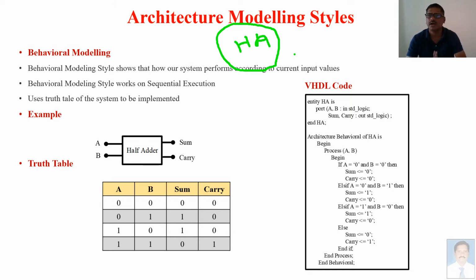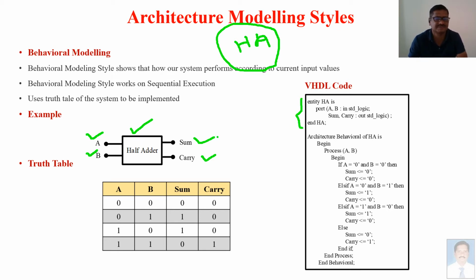Means what? What number of inputs or which inputs are available to the system and what are the outputs which we are planning to take from the system. Now this is the black box for the half adder. We have the two inputs A and B, and we have the two outputs, which is nothing but the sum and carry. Thus the black box generally helps us to write its entity part, the entity declaration part.